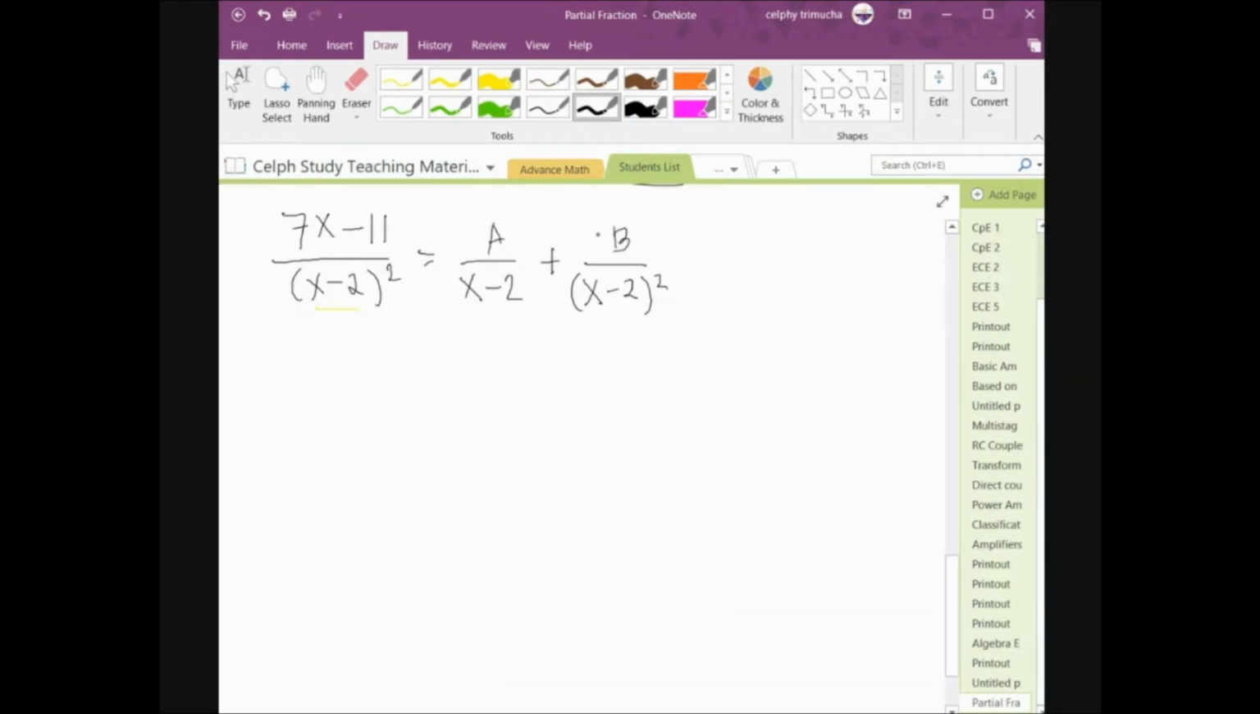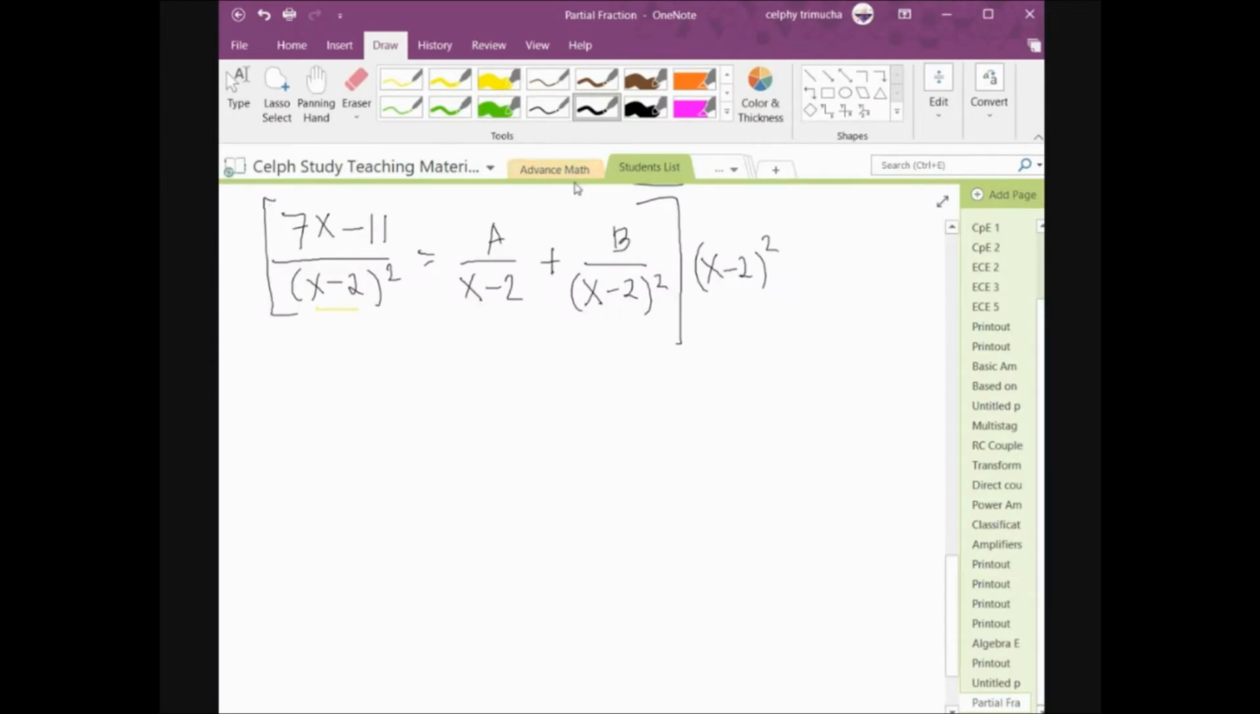But the easiest way here is to perform elimination by multiplying. This is the easiest approach for repeated linear; the process becomes simple. Let's check and see. We have 7x minus 11. So we multiply by x minus 2 squared on both the left and right sides of the equation.